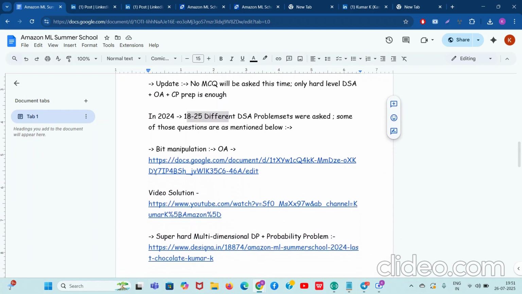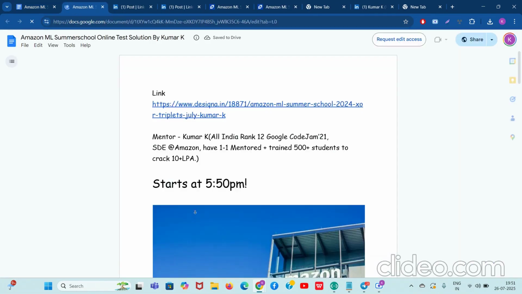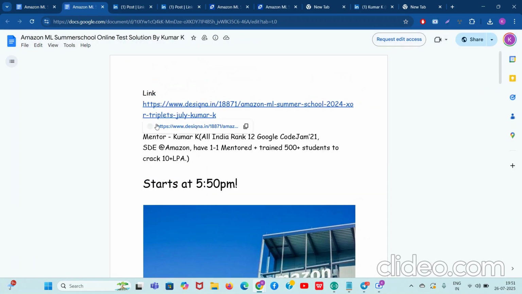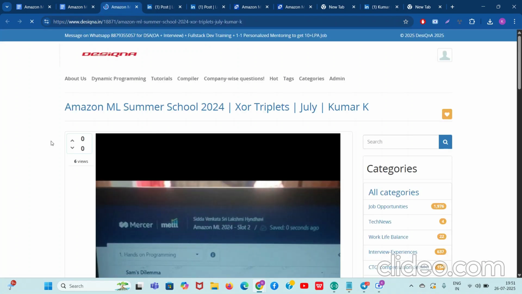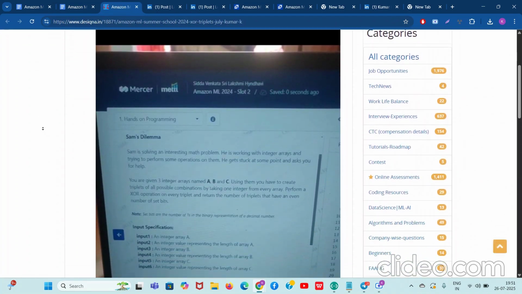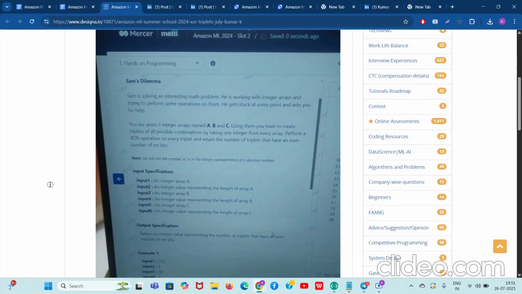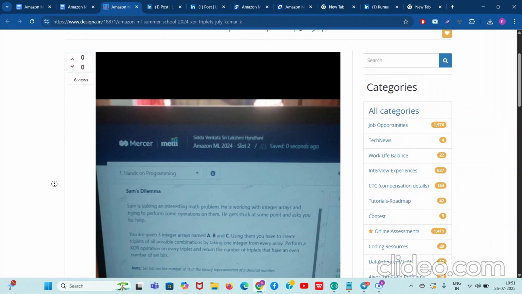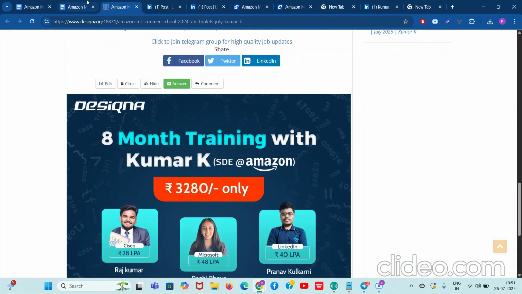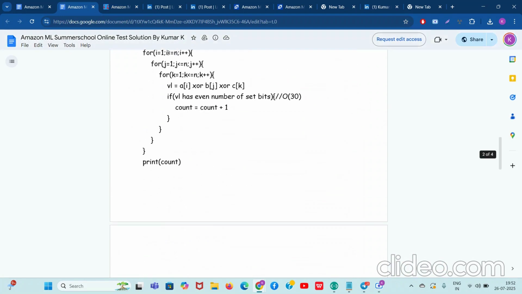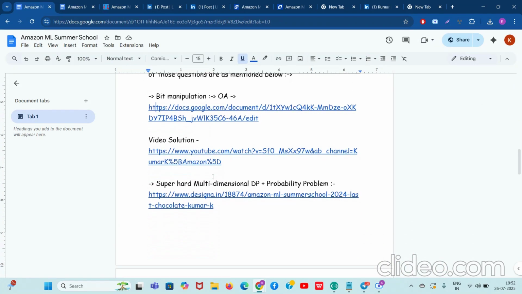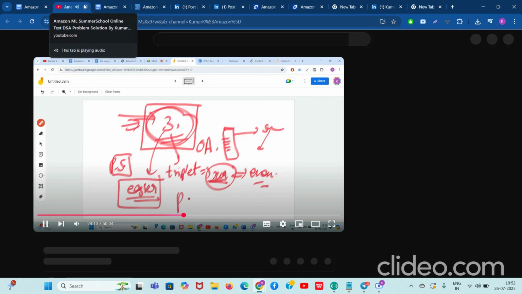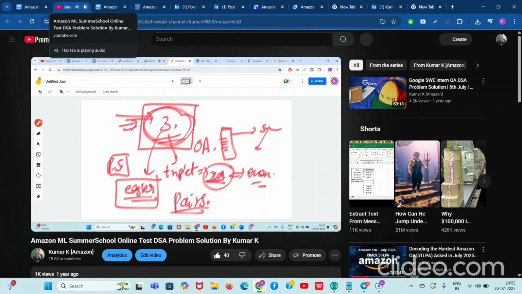One very difficult problem was asked on bit manipulation. Very, very difficult one. Its name was like XOR triplet and the title of the problem was Sam's Dilemma. It teaches us that Amazon is particularly interested in bit manipulation for their ML Summer School rounds. Okay, so this is a very nice and very difficult problem. I have discussed its detailed solution here and we also have the video solution of it on our YouTube channel. If I try to open it up, I'm sure it's going to open a very important video. So guys, make sure you go through this. It's going to be very, very important. Okay.